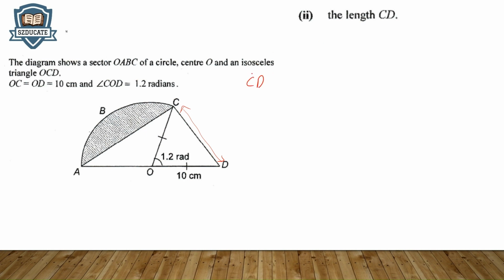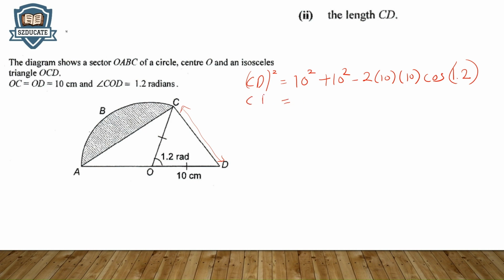CD square is equal to 10 square plus 10 square minus 2 times 10 times 10 cosine this angle 1.2. Again, let me just remind you, make sure you change your calculator to radian mode in here. If not, your answer will be very strange.